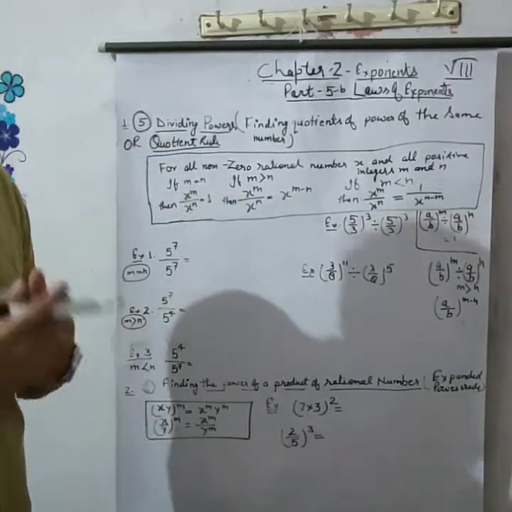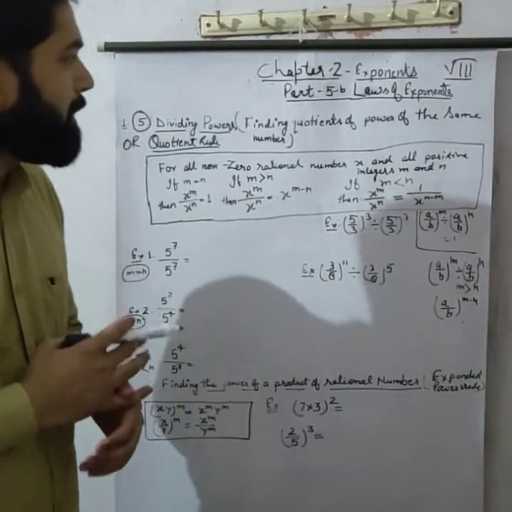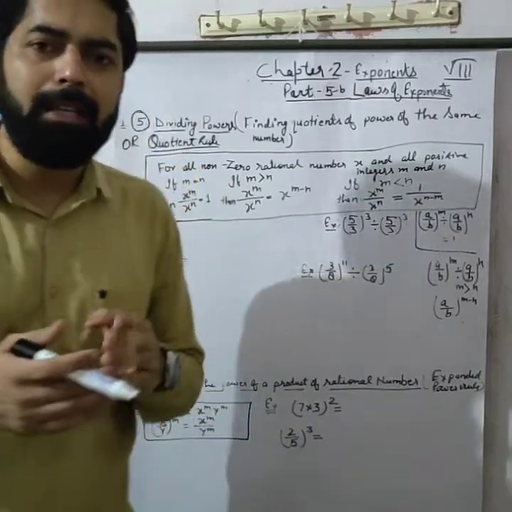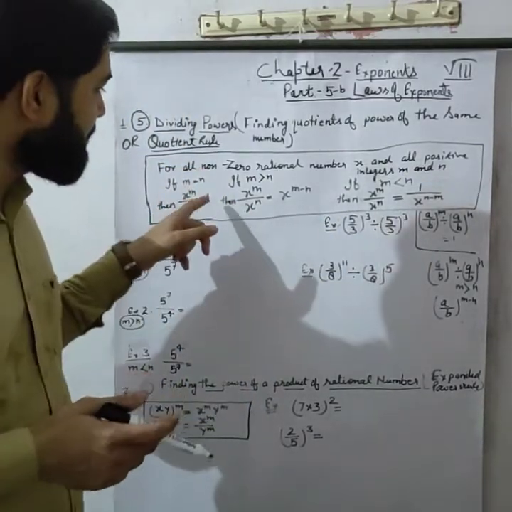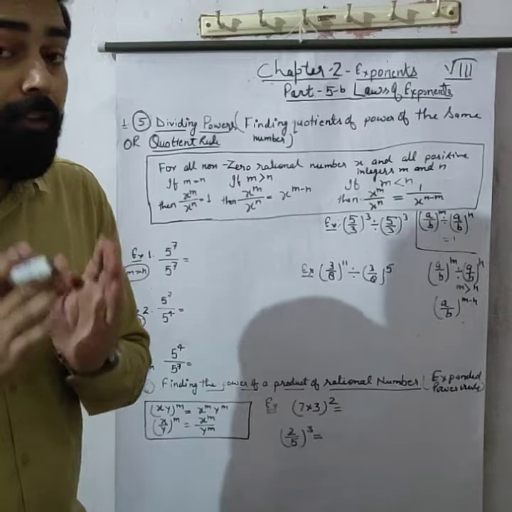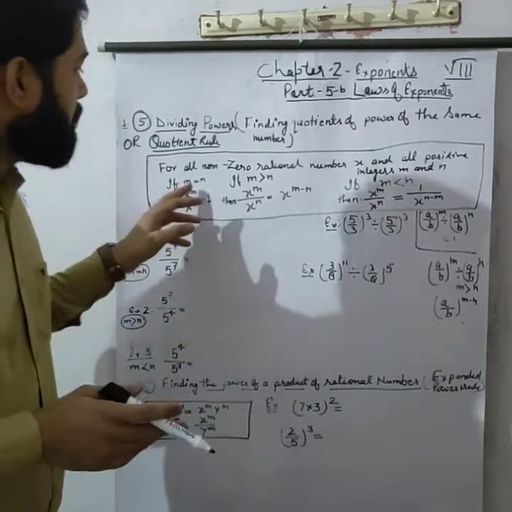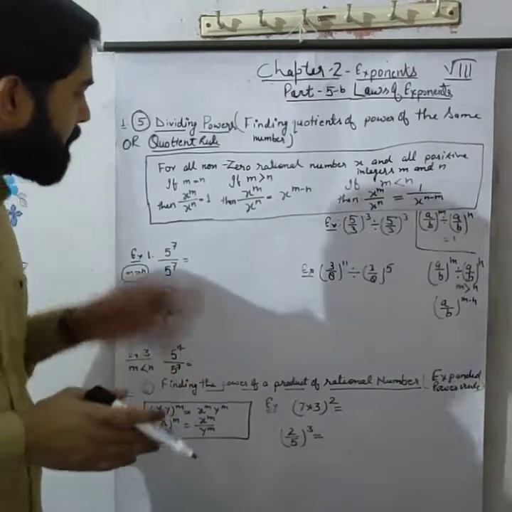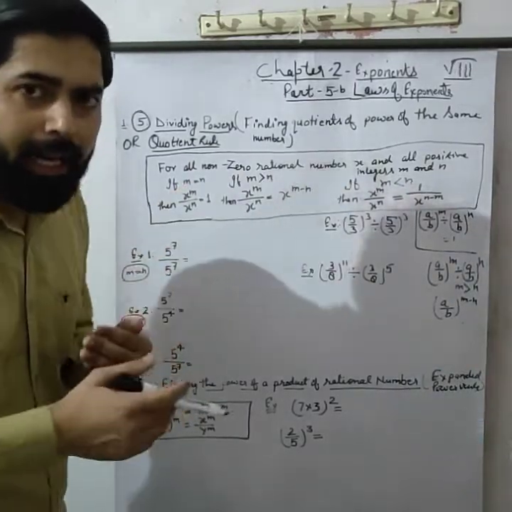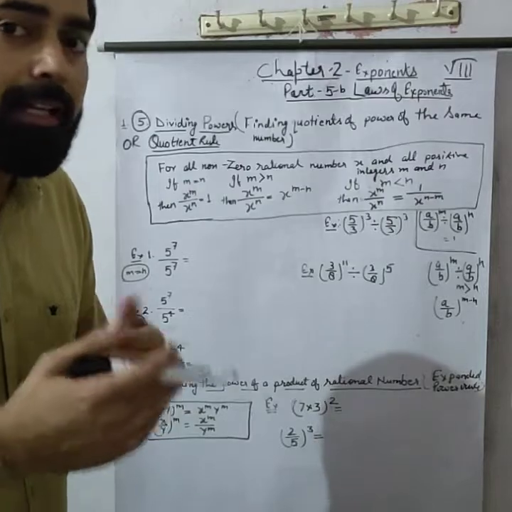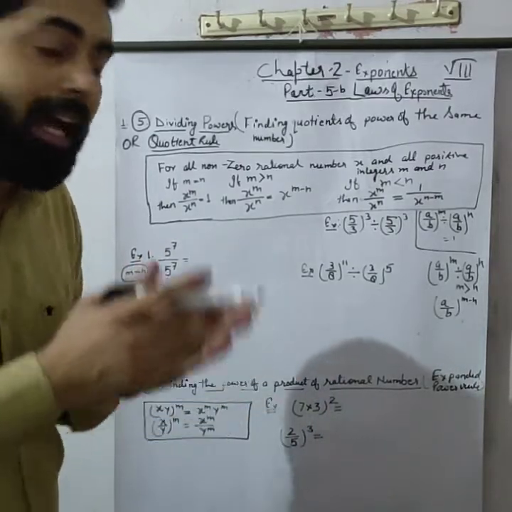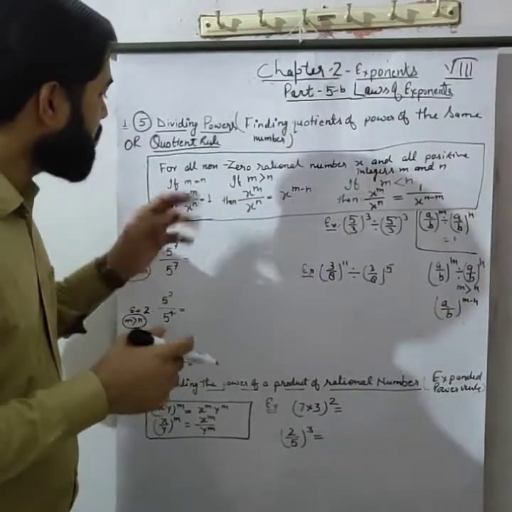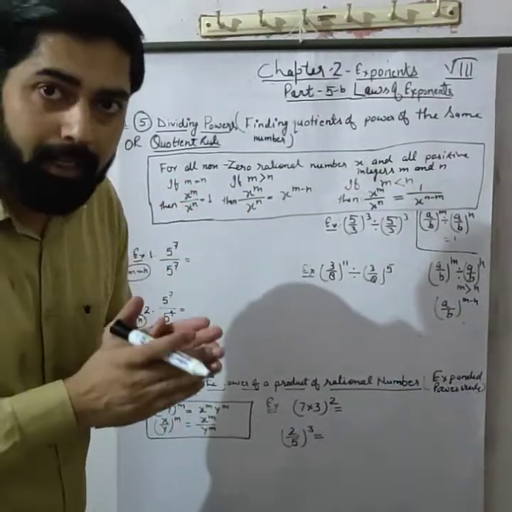Dividing power, you can also call the quotient rule, means finding the quotient of powers of the same base, so the numerator and denominator base should be the same. In this rule there are three conditions. First is when m is equal to n. What are m and n? Here m and n are the powers of the numerator and denominator. When m is equal to n, the value will be 1.